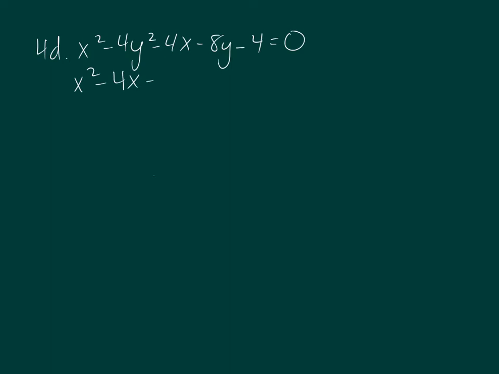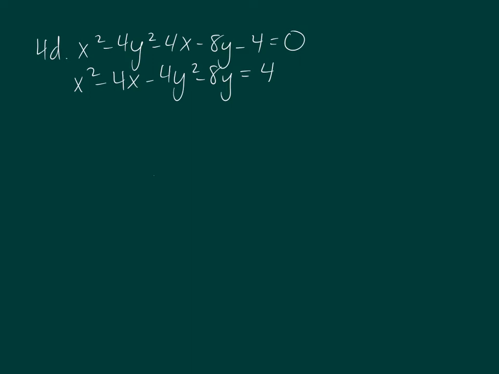Let's look at one more. For D, okay, so for 4D, you're given x squared minus 4y squared minus 4x minus 8y minus 4 equals 0. So you get all the x's together, y's together, and the 4 on the other side. So we get x squared minus 4x minus 4y squared minus 8y is equal to 4.